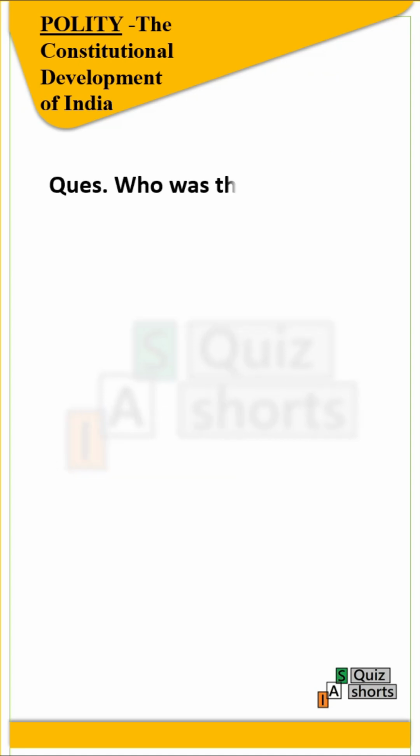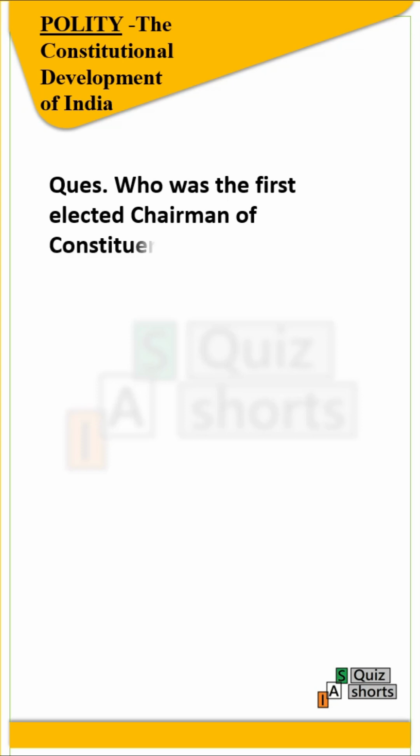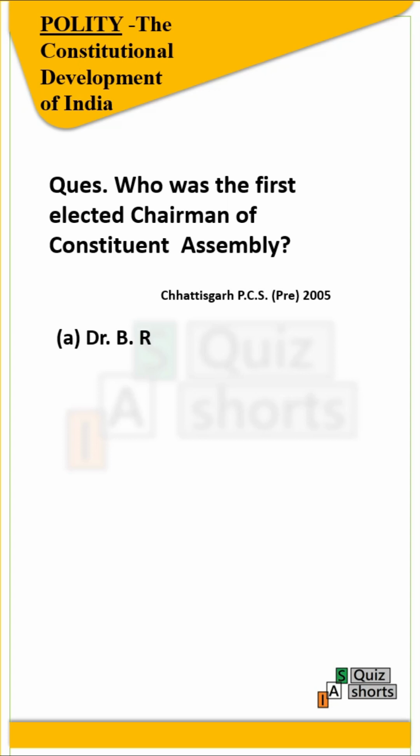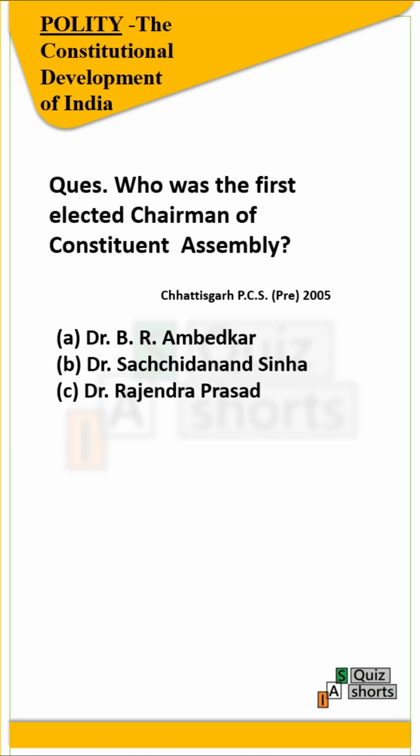Question: who was the first elected chairman of Constituent Assembly? Option A Dr. B.R. Ambedkar, option B Dr. Sachidanand Sinha, option C Dr. Rajendra Prasad, option D Dr. Sarvapalli Radhakrishnan. Answer is option C Dr. Rajendra Prasad.